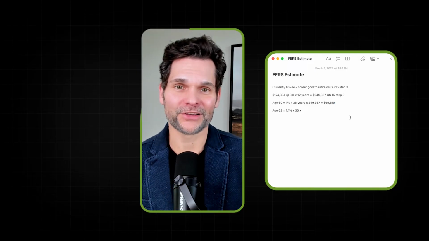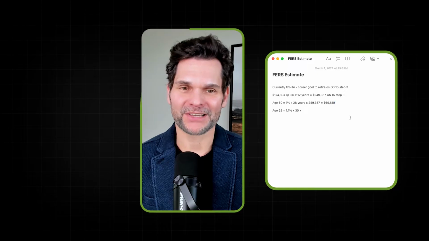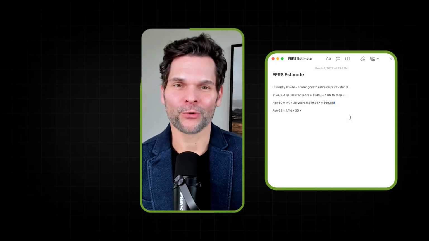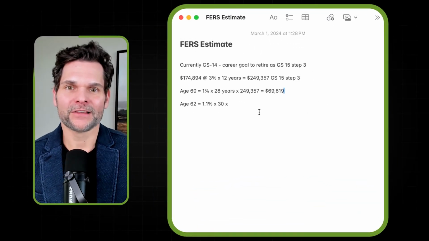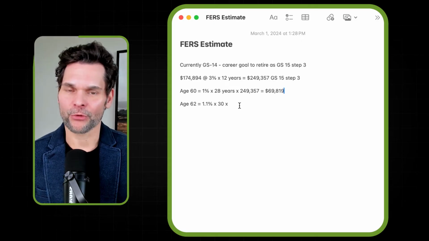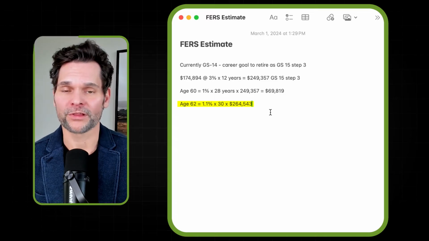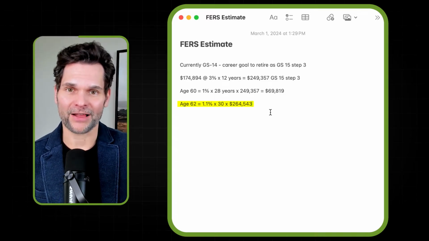Now, I think it gets really interesting. 62 can be the right number for some people. The 1.1% multiplier is nice. It's not essential if you have some other goals. The numbers aren't the only part of the story here, but let's just look at how this changes the story. So you've got 2 more years. Let's say your pay increases again by that 3%. So the 249 now grows to $264,543. That's another significant increase over those 2 years at 3%.